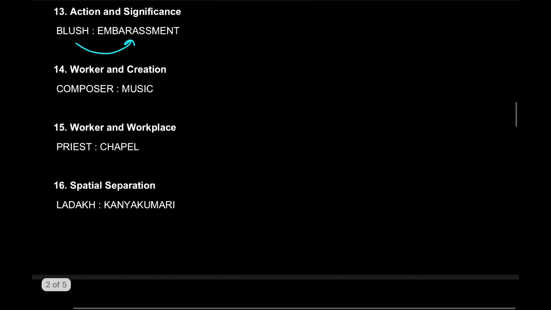Similarly, worker and creation. So music is composed by the composer. So there's a relationship here between worker and creation. If I move to the next category, which is the workplace of the worker. So the main workplace of the priest is the chapel, right? The church here in the sense. And then we have spatial separation.